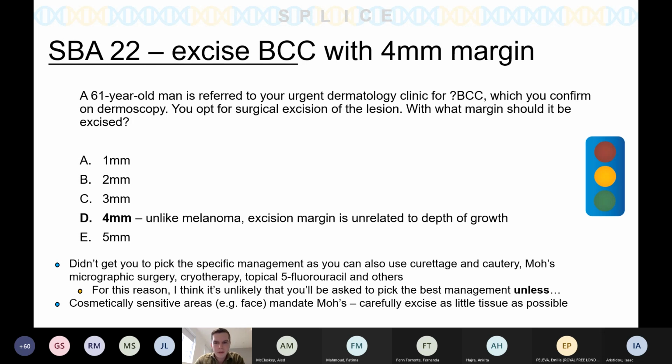So I think very few people amongst you will ever excise skin cancers. So it's not super essential knowledge, but because we've had a question on it, I included it. You will know, or some of you will know, that melanoma excision margins are dictated by the depth of growth, whereas in BCC, 4 millimeters is just something to learn for exams. And I haven't had a question yet on specific management of BCC. You remember, let's go back to it.